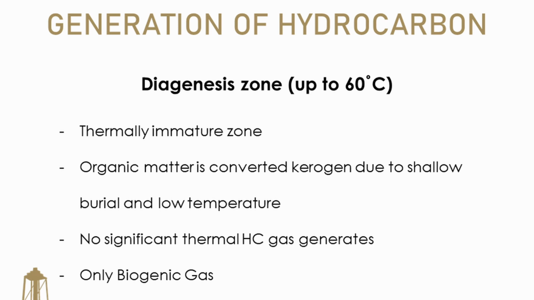Now let's point out the characteristics of diagenesis zone, which lies up to 60 degrees Celsius temperature. Diagenesis zone is thermally immature zone. The organic matter is converted to kerogen due to shallow burial and low temperature. There is no significant thermal hydrocarbon generation within this diagenesis zone. Only biogenic gas is produced in that diagenesis zone.